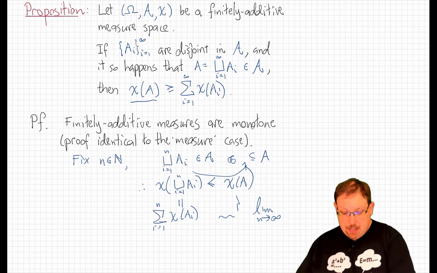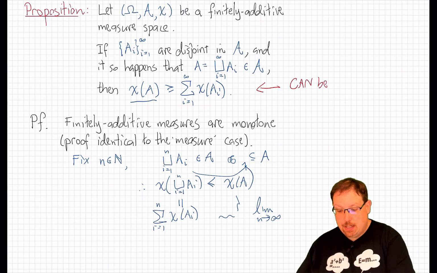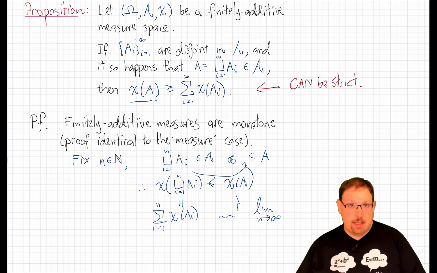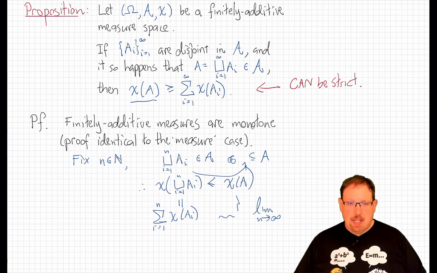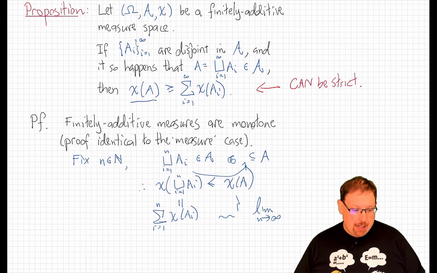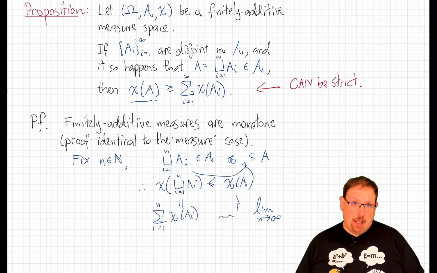Let's just comment here that this inequality can be strict. And indeed, at the end of this lecture, we will see just such an example. But let's not dwell too much on the differences between finitely additive measures and premeasures. Let's barrel ahead and start to finally construct some finitely additive measures on the space that is going to concern us the most in this course, the real line.